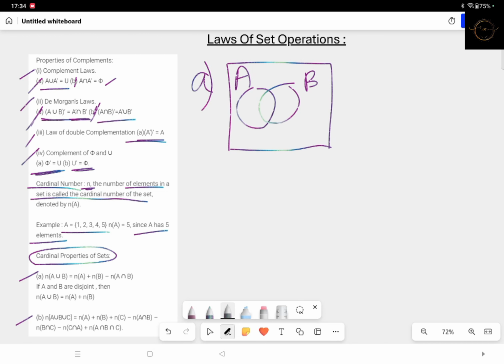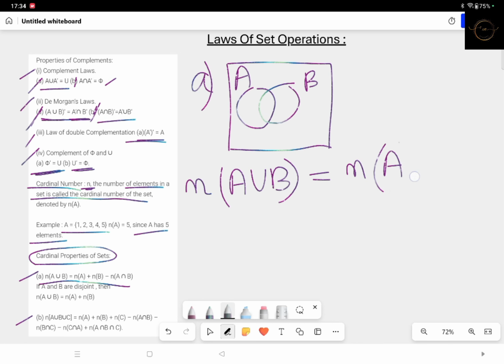When there are 2 sets, then this formula will be used. So n of A union B will be equal to n of A. This is the formula. n of A union B means the number of elements in A union B. That is equal to n of A, the number of elements of A, plus n of B, the number of elements of B, minus n of A intersection B.